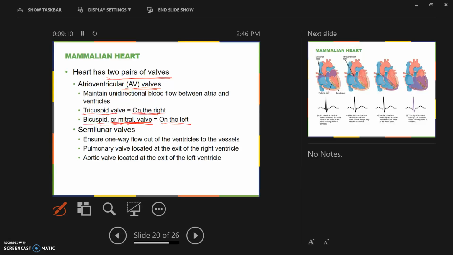The other 2 valves are called semilunar valves because they look like half moons. And they ensure that blood that leaves the ventricles and enters either the pulmonary trunk or the aorta doesn't flow backwards back into the ventricles. So the pulmonary valve is located between the right ventricle and the pulmonary trunk, and the aortic valve is located between the left ventricle and the aorta.